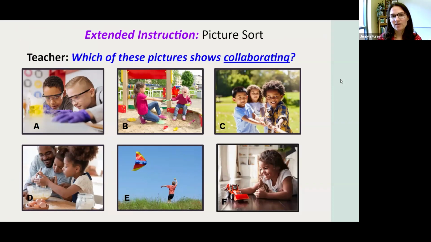And that's just going to help more students to respond rather than only letting a couple of students respond and everyone else is watching. So for this one, which of these pictures shows collaborating? We're sorting the pictures that are examples into one pile, non-examples into the other. Again, if it's tier 1, you could have students think, pair, and share. So before responding out to the whole class, students could think about picking the ones they think show collaborating, partnering, talking about their answers, and then sharing out just to maximize those opportunities to respond.